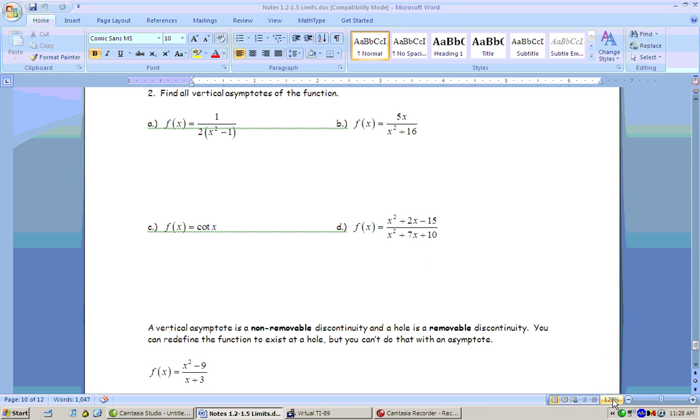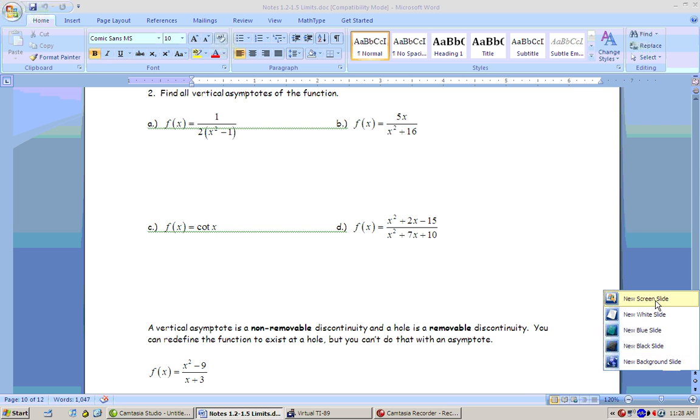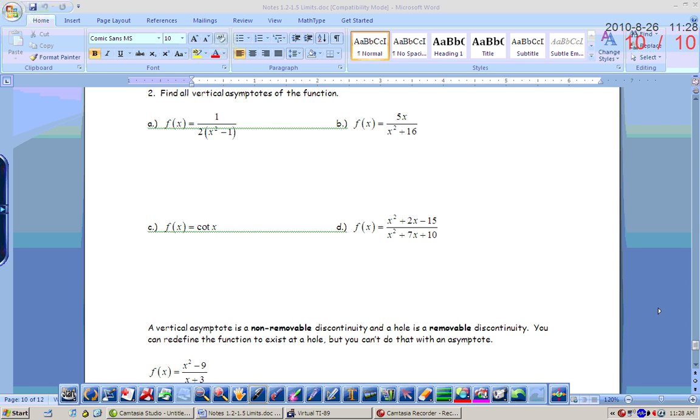All right, we're going to find all of the vertical asymptotes. What creates a vertical asymptote in a graph? 0 on the bottom of a fraction. So what's the easiest way to find the zeros of the bottom of a fraction? Okay, set it equal to 0.